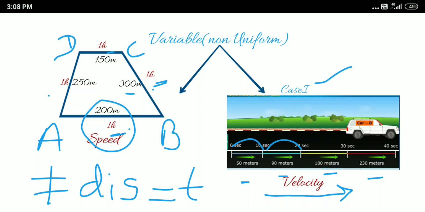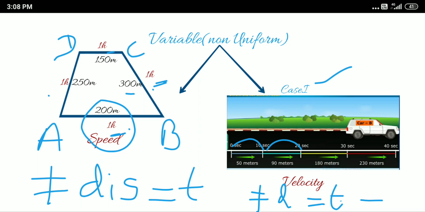So what will be considered as case 1? The first case says when an object covers unequal distance in equal time interval and in a particular direction, the object is considered to be moving with a non-uniform or variable velocity.